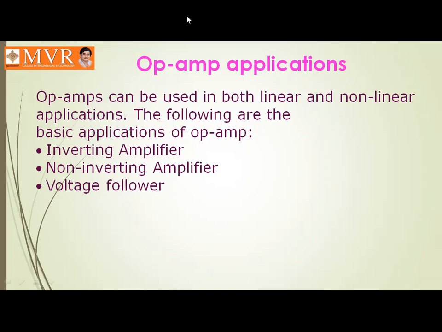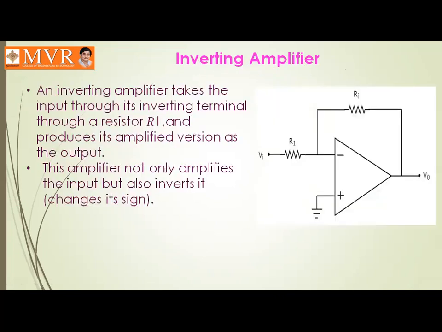Today we are going to discuss the basic applications of the operational amplifier. The basic applications are inverting amplifier, non-inverting amplifier, and voltage follower. These three we are going to discuss in today's class. First, we are going to discuss the inverting amplifier. Why is it named an inverting amplifier?